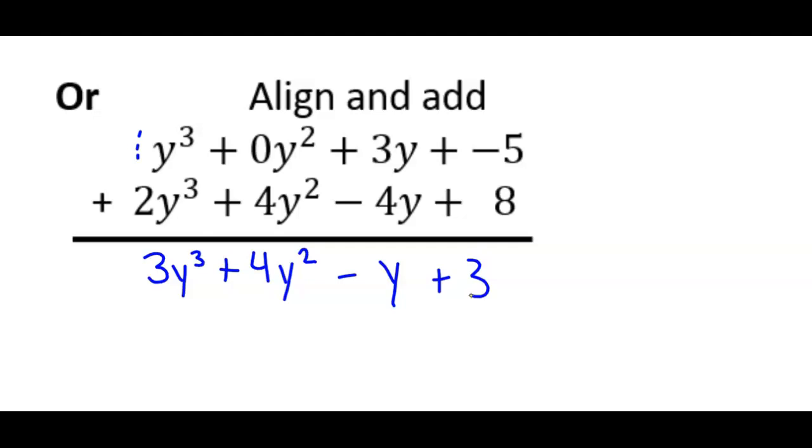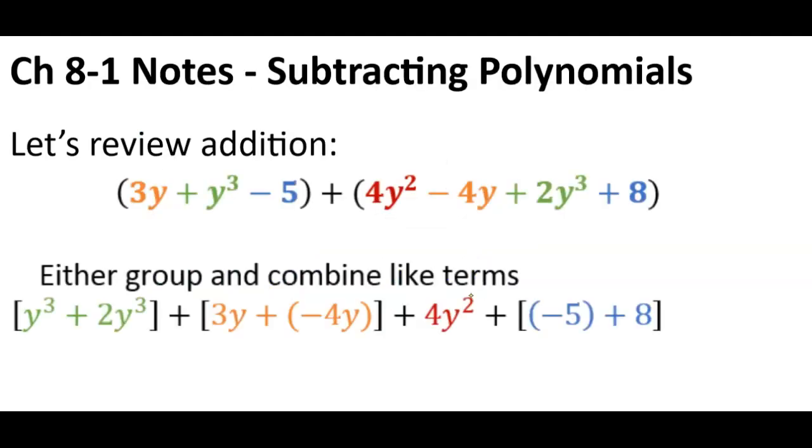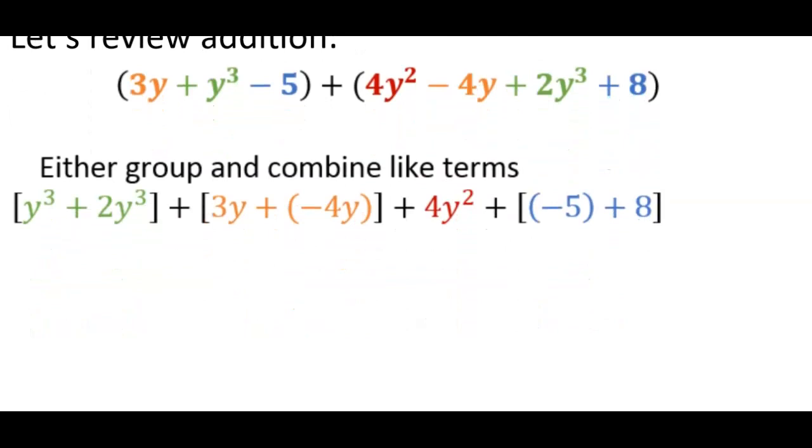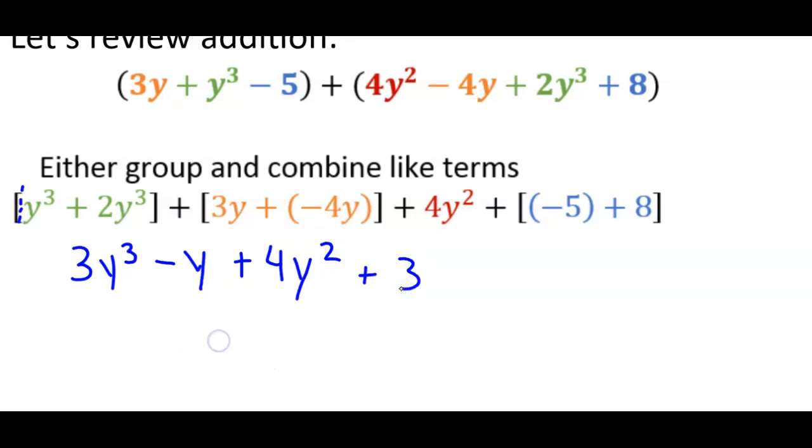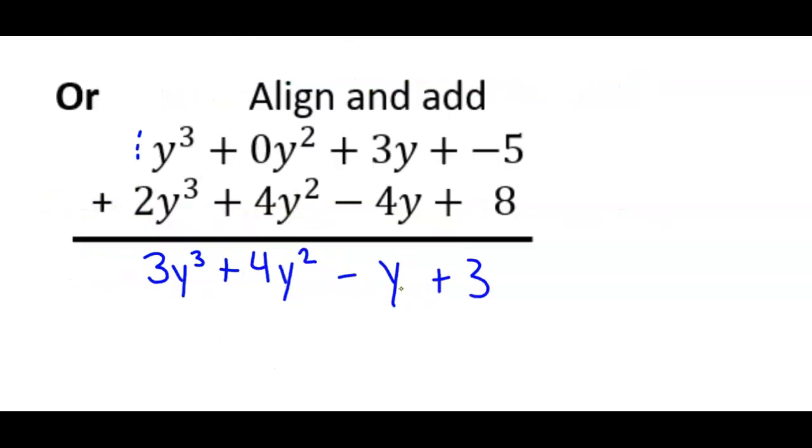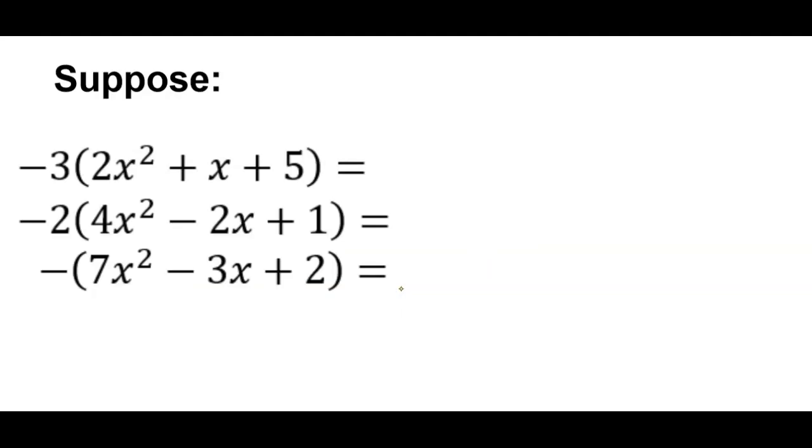Grouping, I would have got the exact same answer. So if I had done this, I would have got that exact same answer. I've got my imaginary 1 here, so I get 3y cubed, minus y plus 4y squared because it doesn't have a friend to add to, and then plus 3. Same answer. These, again, should be in the opposite order, technically, okay? They're not wrong if they aren't, but it's just better to have them in the correct order.